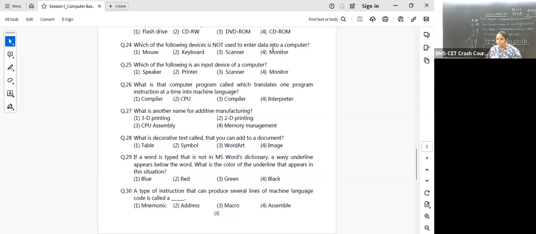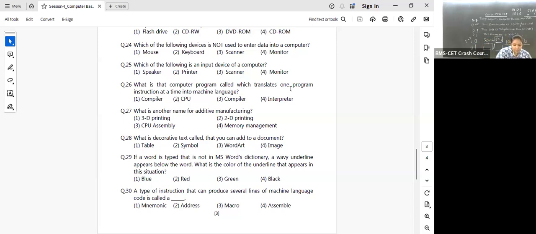Okay, so please mark the answer as interpreter. Okay, next we go to what is the another name for additive manufacturing. I'll tell you, that is 3D printing. Additive manufacturing, type of 3D printing. Okay, another name for that.